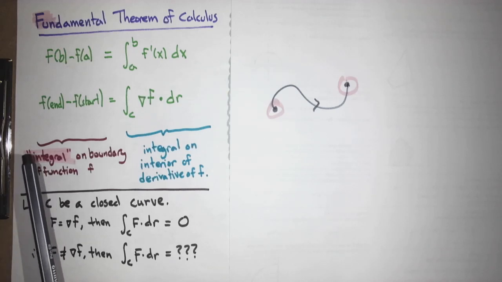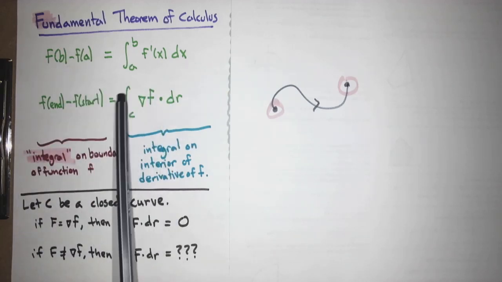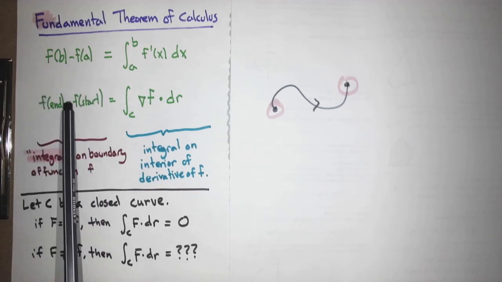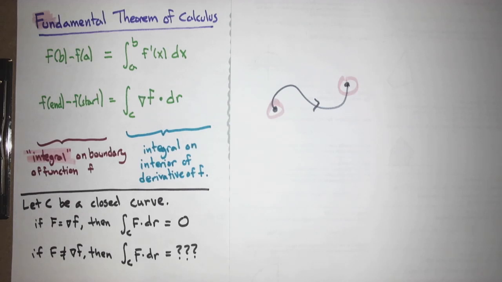So it says integrating on the inside of the derivative is the same as integrating on the boundary of the function. Now, one of the consequences we saw is if we integrate something which is a derivative on a closed curve, well, that says that your endpoint equals your start point, so you always get 0.